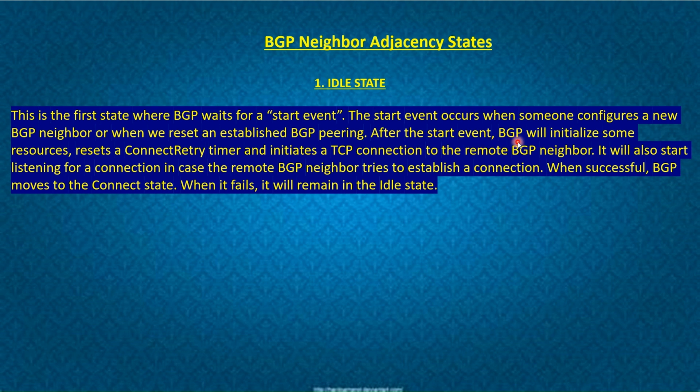After the start event, BGP will initialize some resources, reset the connect retry timer, and initiate a TCP connection to the remote BGP neighbor. It will also start listening for a connection in case the remote BGP neighbor tries to establish one. When successful, BGP will move to the next state, which is the connect state. If it fails, it will remain in the idle state.